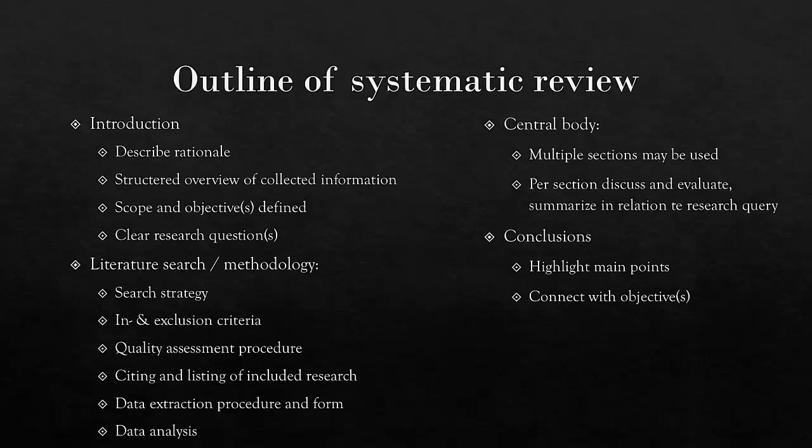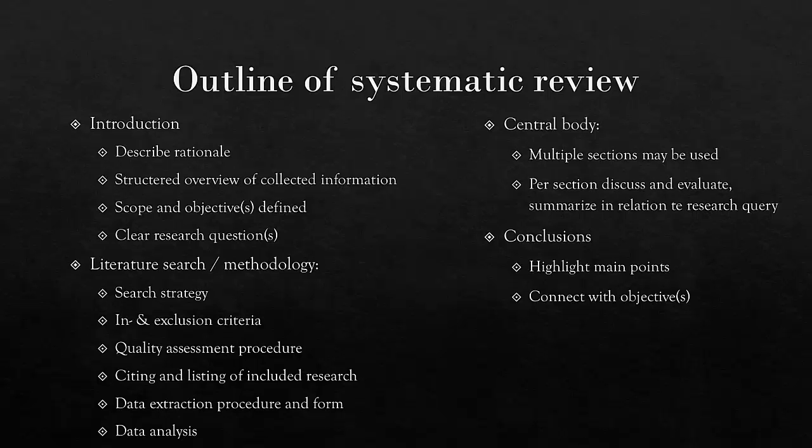The outline of a systematic review is much more strict and well defined. I'm giving an overview here, but there are many handbooks on writing a systematic review. One of them is the handbook of the Cochrane Library. It's a very comprehensive handbook with a lot of information in it. What you see here is a rough outline. So we start with the introduction, and in this case we have a well-defined rationale, a structured overview of all the information that we want to collect, and we build the context on that.